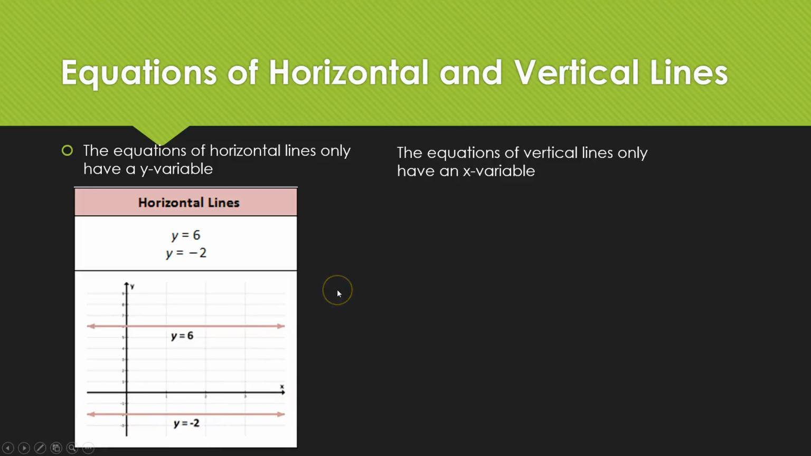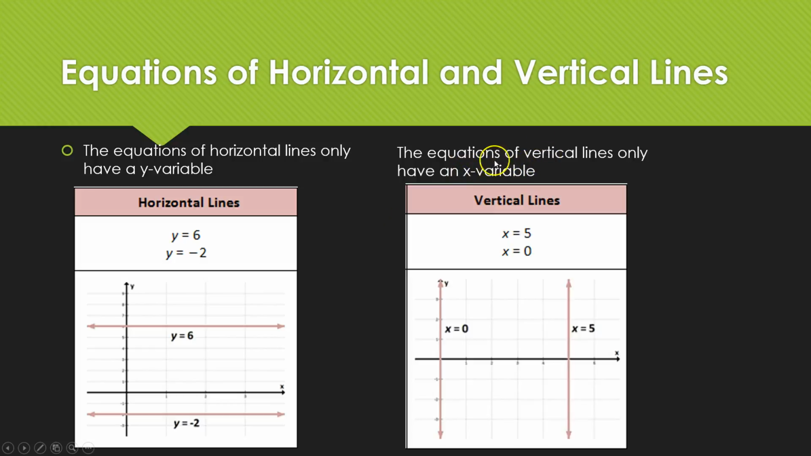The opposite, the equations of vertical lines only have an x variable. One way you can remember it is that a vertical line kind of has an x if you flip it downwards. So vertical and x are kind of similar. So x equals 5 is a vertical line, which is this one right here. And x equals 0 is a vertical line that is the same thing as the y-axis.